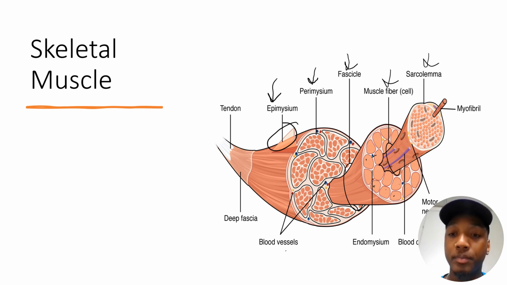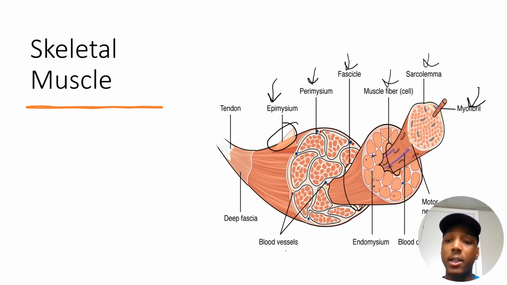And here I have the myofibril. The myofibril is the contractile structure within the muscle fiber. And the contraction actually occurs whenever the sliding of the actin, which is the thin filament, and the myosin, which is the thicker filament, starts to slide. And the motor neurons. The motor neurons actually transmit the electrical signal from the central nervous system back to the muscle fibers.